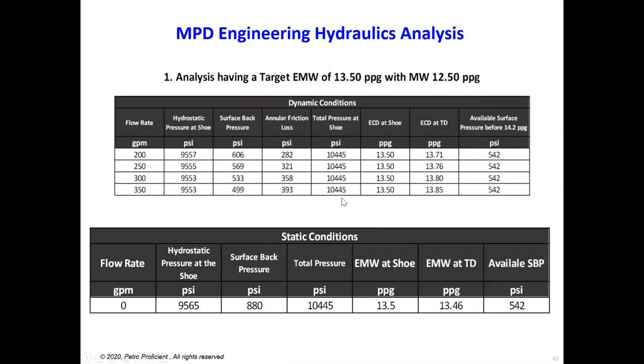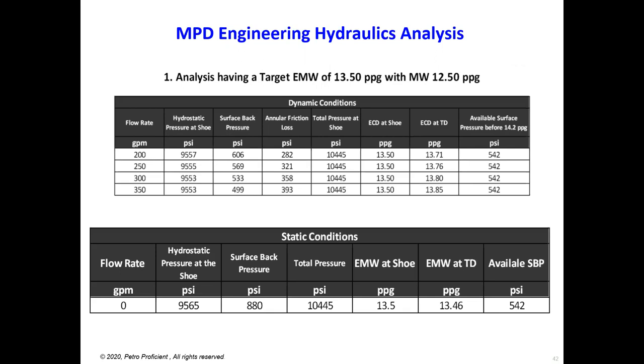Total pressure at shoe has to be constant. So you see here 10,000 PSI. ECD at shoe also has to be constant. This is the whole purpose of using MPD. ECD at TD perhaps varies a little bit, but it's relatively constant. You have available pressure before reaching 14.2 PPG. This is the maximum pressure that you can have at your casing shoe. So now you have another 500 PSI that you can apply, because you need to find out how much maximum pressure you can apply in a well, and then accordingly plan backwards.